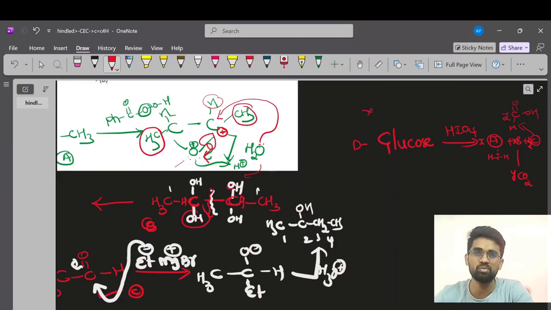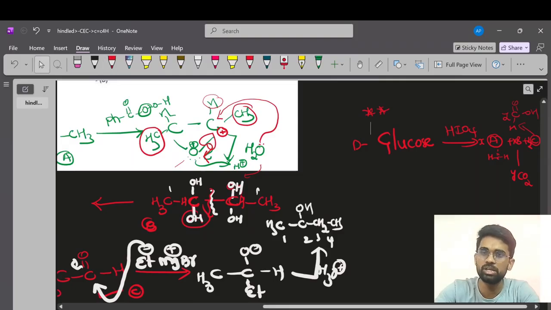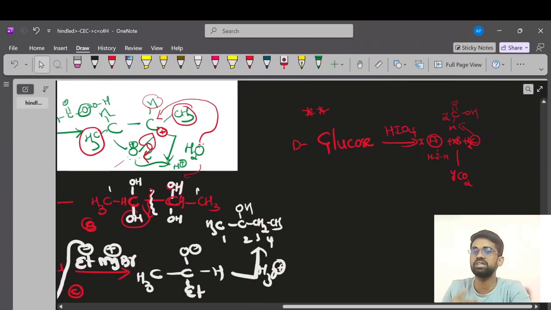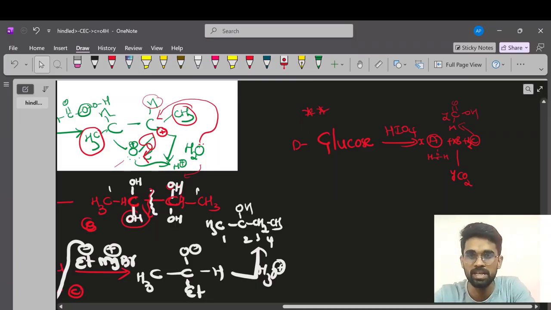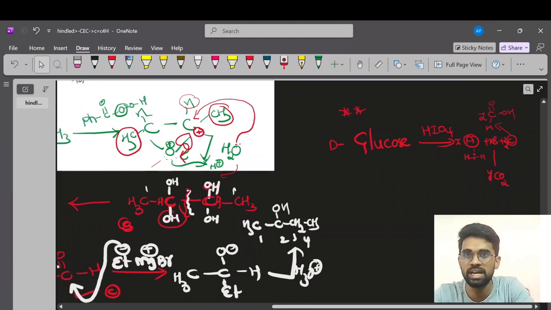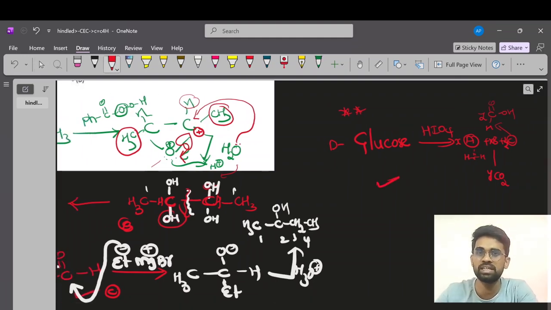This is one of the most commonly seen questions in your CUET PG level entrance exams, or CSIR, GATE, whatever exam you are going to write for MSc. So this is one of the most important questions. Please focus on this one, and you can let me know your answer for this in the chat box.